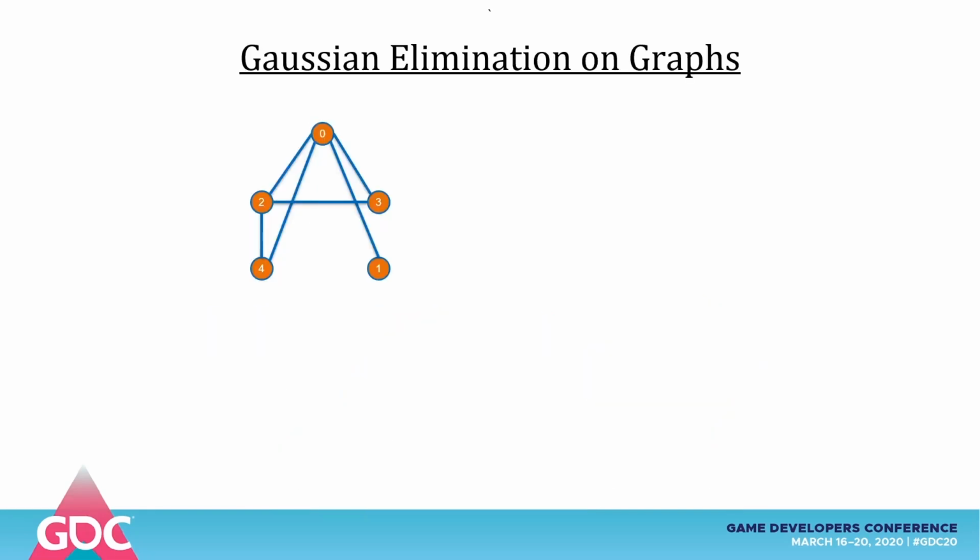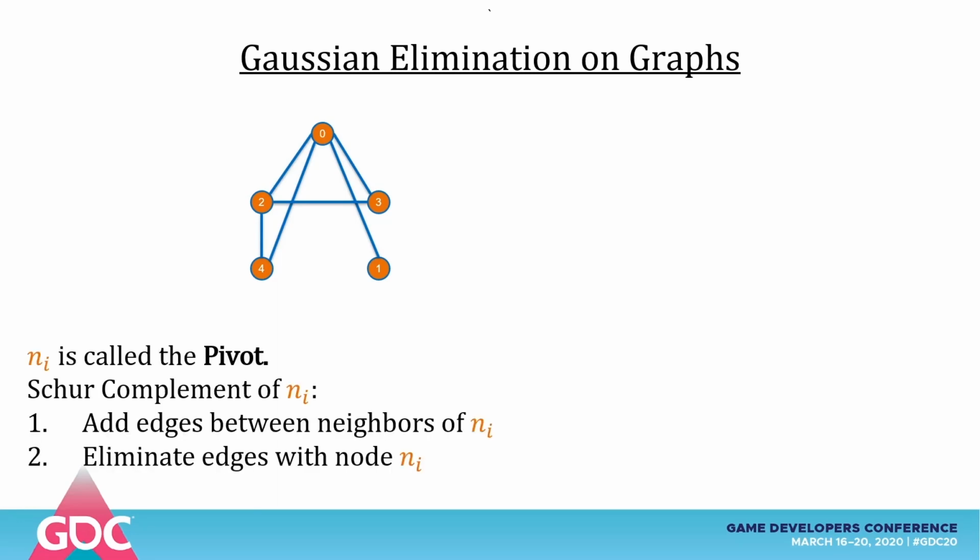Let's turn our attention to the way the Gaussian elimination translates onto the constraint graph. Let's call the node Ni corresponding to the node matrix the pivot. The basic operation of taking the Schur complement at Ni does the following to the graph. 1. It adds edges between the neighbors of the pivot. And 2. It eliminates all edges with the pivot.